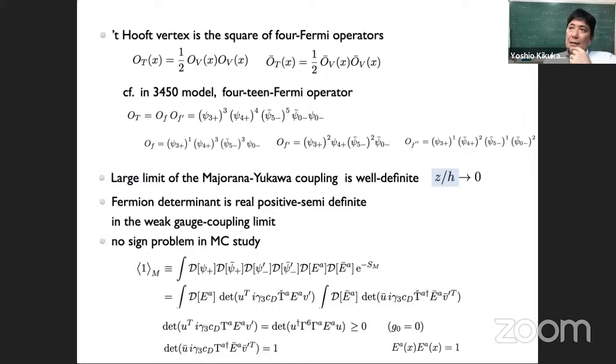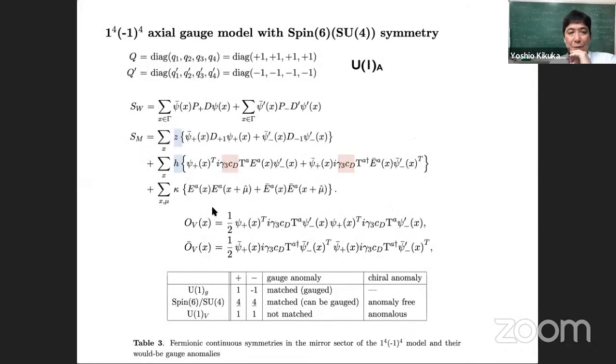And actually, in the Poppitz work, they also tried to do Monte Carlo simulations, but in general their model gives complex effective actions. So they tried to tame that sign problem by taking a certain large coupling limit where the sign problem becomes mild. That limit was actually the large Majorana-Yukawa coupling limit. And in that case, we need to be careful about how to construct this type of operator.